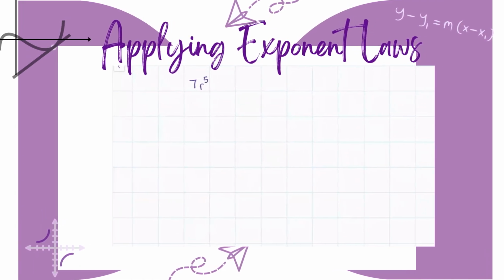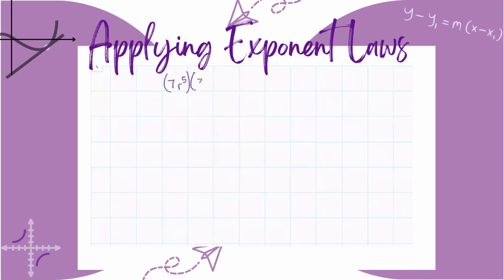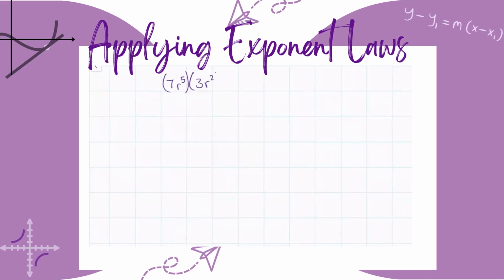r to the power of 5 times 3r to the power of 2 over 8r to the power of 4. How would we go about this? So we'd first do the numerator. That'd be 21r^7, over 8r^4.